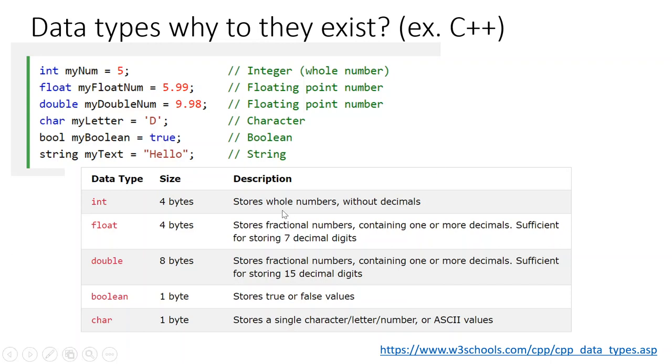So integer is nothing but a number. This is an example from C++, and we will come to Python and see how Python solves this problem. An integer takes 4 bytes, float takes 4 bytes, double takes 8 bytes, boolean takes 1 byte, and so on. You don't have to remember this, but you should know that they consume different lengths of memory.